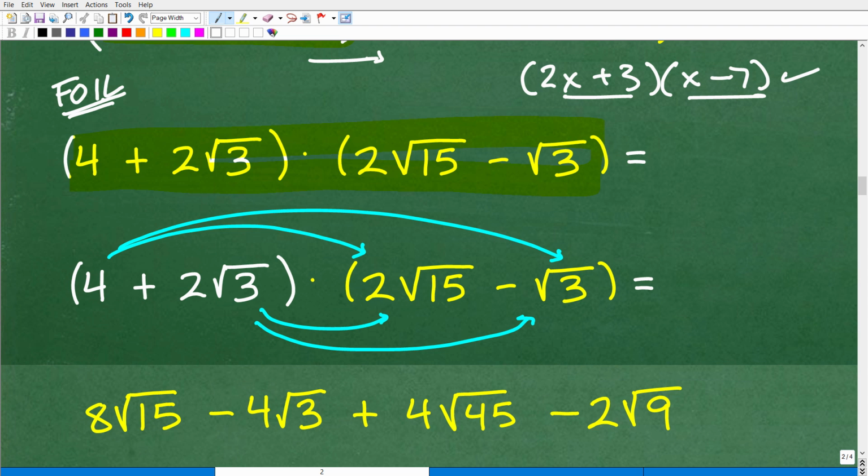Now, again, if you don't know how to do this, if you're like, I'm so lost here, well, you need to go back and review a good amount of stuff. But anyways, let's go ahead and look at the FOIL method right now. So first, outer, inner, last.